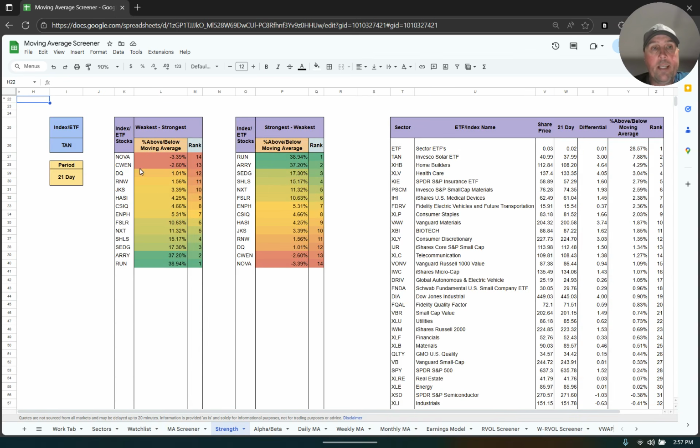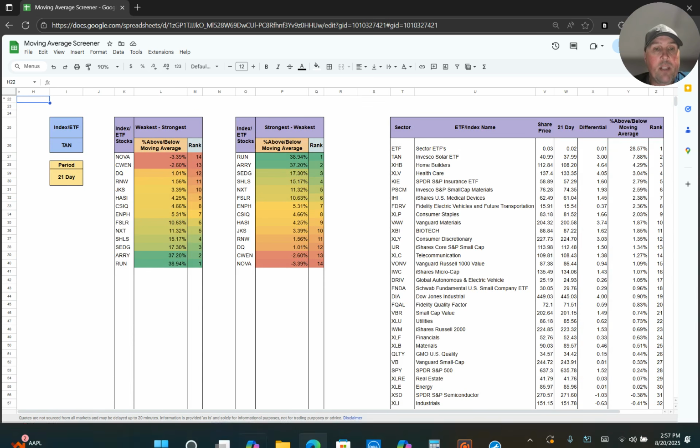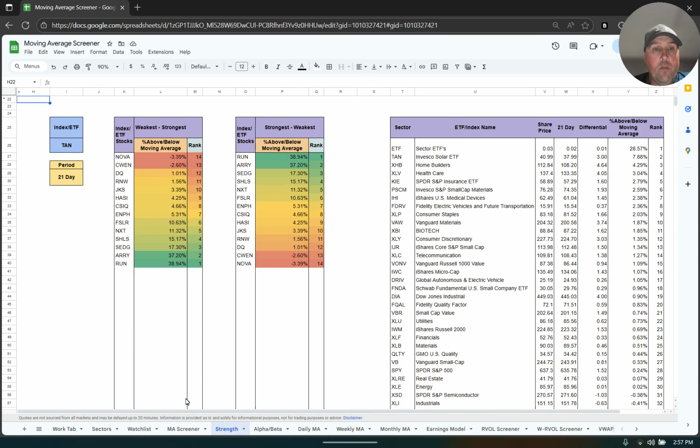So right here, we're looking at strength. We're looking at the TAN ETF, and the 21-day moving average. It's the same thing that we were looking at in the moving average screener, but this tells me the ascending order, which is what we have in that screen, and then in descending order, the same stocks and how far they are above their moving average.